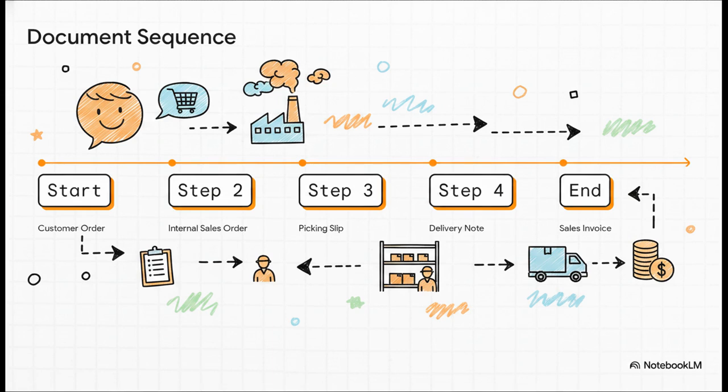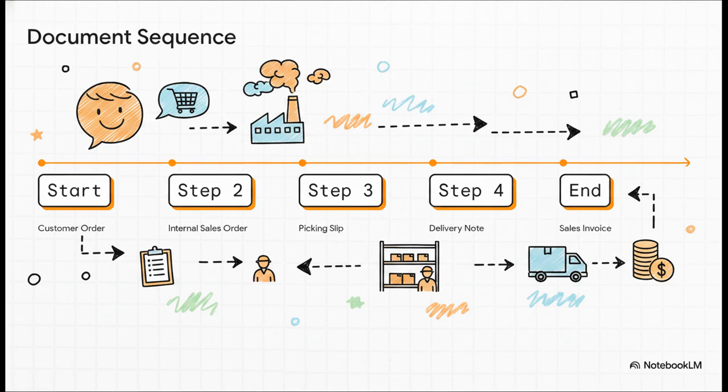Now, we aren't going to look at boring pictures of forms here because it's the flow of data that truly matters. The customer order translates into an internal sales order. The SO generates a picking slip for the warehouse staff. That picking slip then becomes a delivery note for the delivery truck, which finally triggers the invoice.